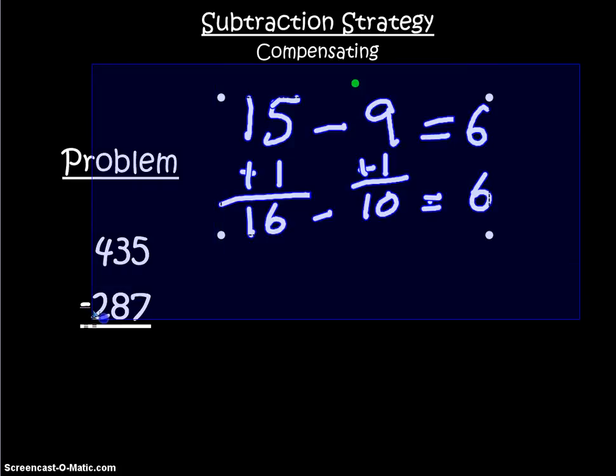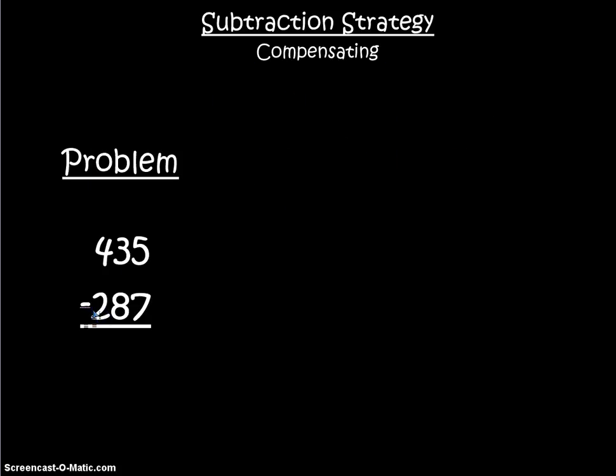So now let's take a look at how this might look with a problem with much larger numbers. If I'm going to look at the number 435 and take away 287, I know that if I was going to do that in one try, it would be very difficult. So I'm going to change these numbers to something easier to take away.